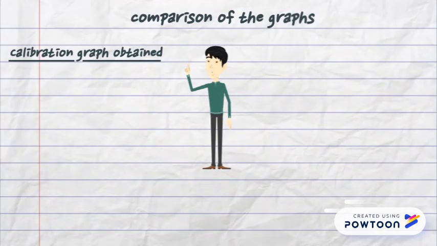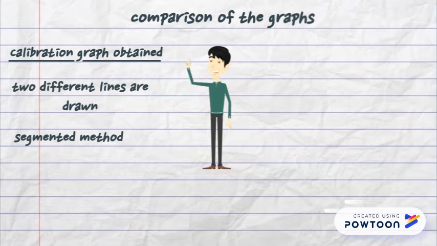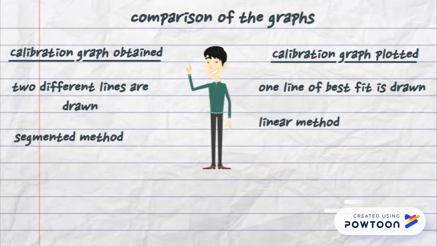On the calibration graph obtained, it can be seen that two different lines are drawn, hence it can be deduced as a segmented method, whereas on the calibration graph plotted, only one line of best fit is drawn, hence it can be concluded as a linear method.